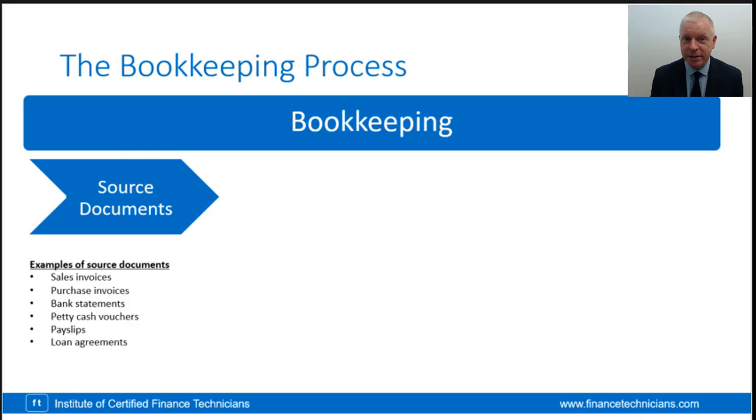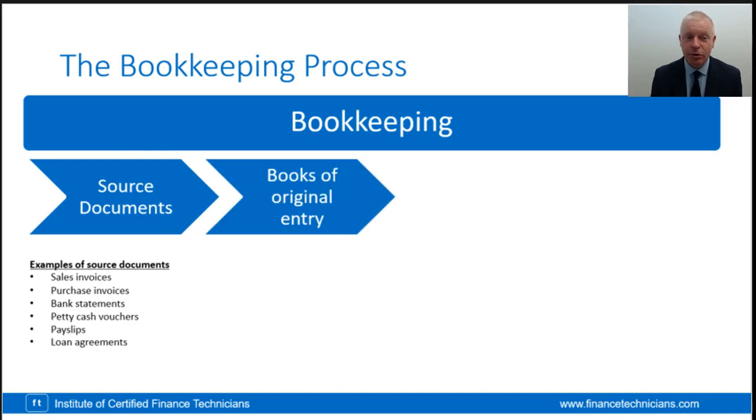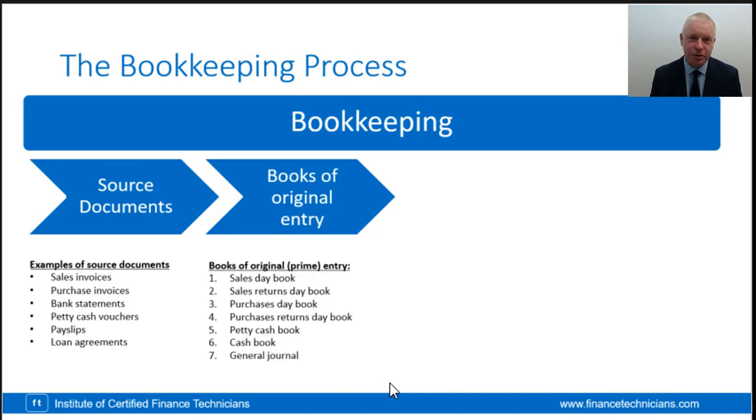So the next step we need to look at in relation to bookkeeping is the books of original entry. As previously mentioned, these can also be referred to as the books of prime entry, because it is the first time that the transaction has been recorded in the books of account of a business. And books of original entry are simply lists of transactions, and there are a number of categories into which we want to list our transactions, and on the screen you're going to see a list of those.